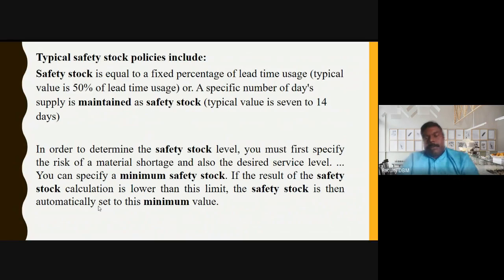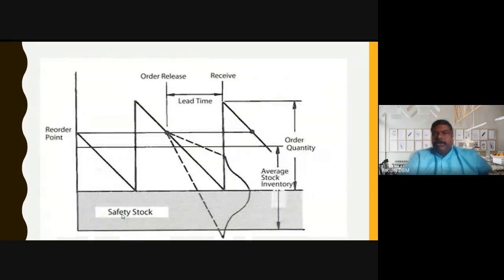In order to determine the safety stock level, you must first specify the risk of material shortage and also the desired service level. You can specify the minimum safety stock. If the result of the safety stock calculation is lower than this limit, then safety stock is automatically set to the minimum value. If it is more than the minimum level, we say that is the safety stock. If it is less than the minimum level, we say the minimum is the safety stock. So it depends on the business, the manufacturer and the manager how he is going to do it.